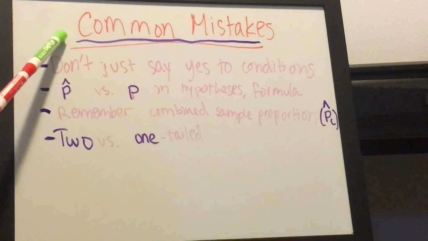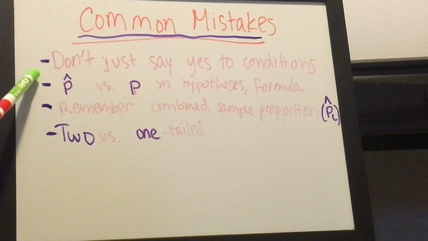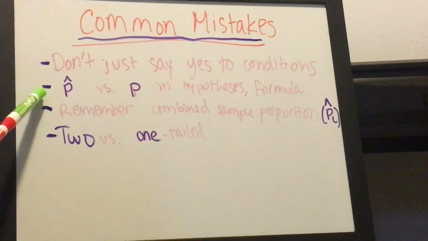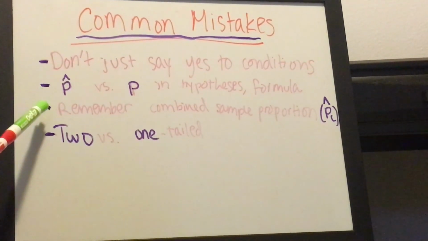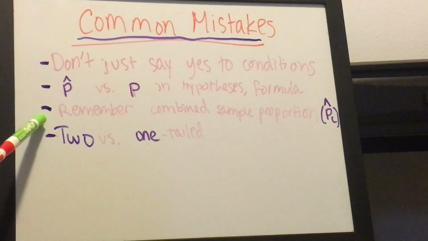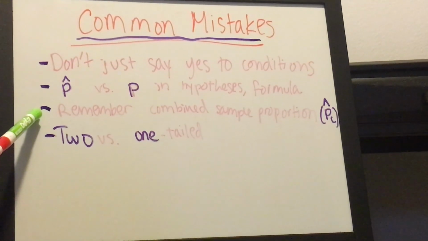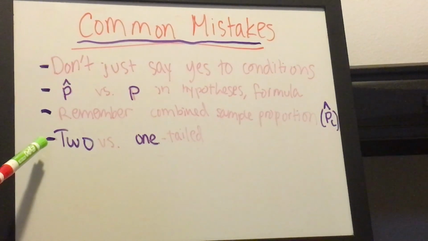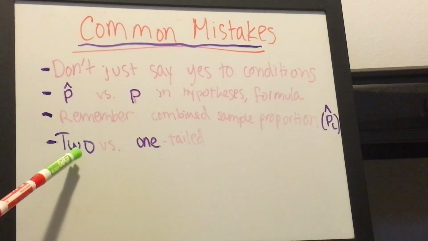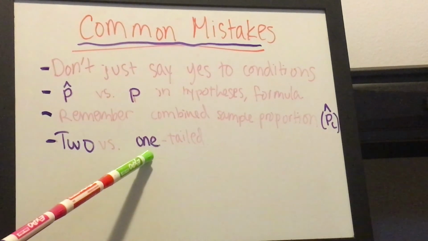Here are some common mistakes to review. First, don't just say yes to conditions, you should elaborate rather than just one word. Second of all, p hat is actually used in the formula while p is used in the hypotheses. This is very different in notation. Third of all, remember to use combined sample proportions in your actual calculations, but never put pooled data on your calculator or else it'll mess up your data. And fourth of all, two-tailed versus one-tailed is different. Not equal to in the hypotheses is two-tailed, but when you say greater than or less than, it's one-tailed.